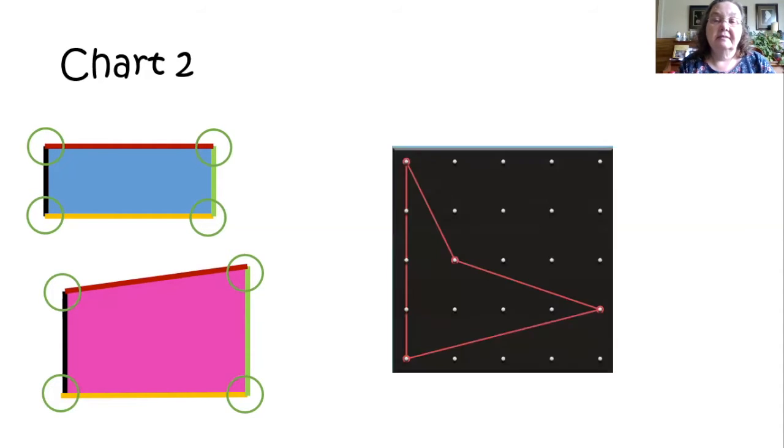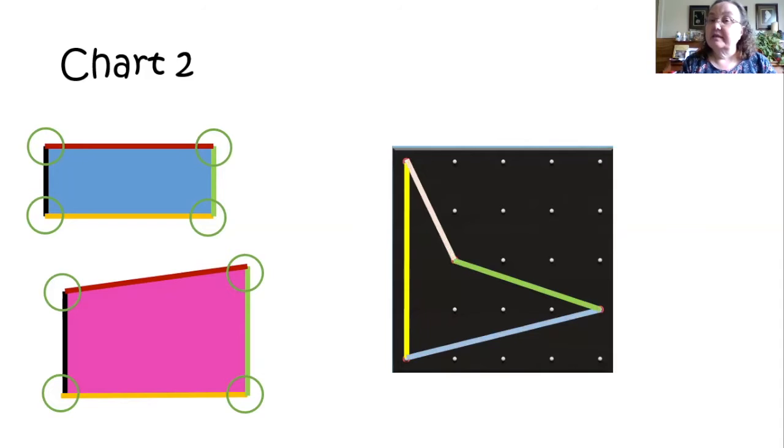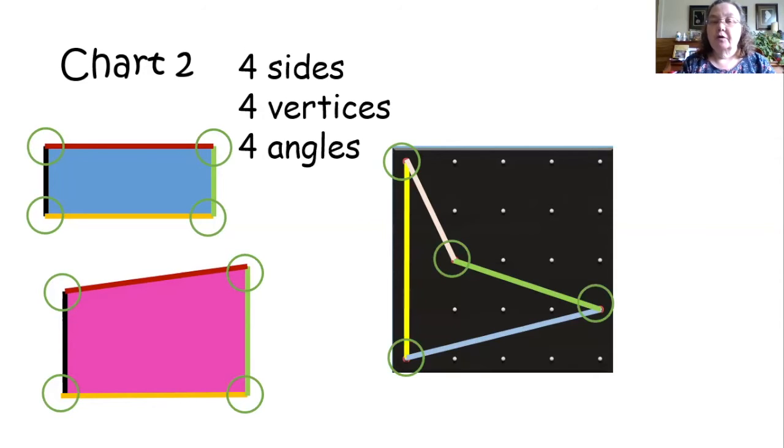Here's mine. I did mine on the geoboard. Well, that looks a little strange. Let's see if it still has 4 sides. 1, 2, 3, 4. It still has 4 sides. Does it still have 4 vertices and 4 angles? 1, 2, 3, 4. It sure does. So we're going to say these things in chart 2 have 4 sides, 4 vertices, and 4 angles.